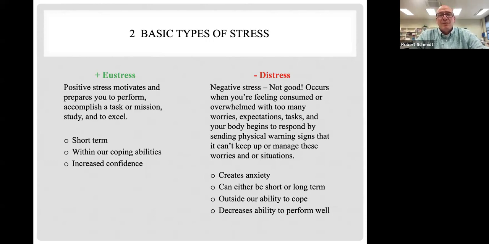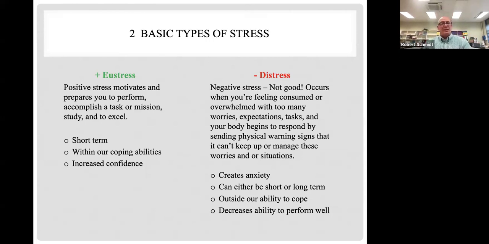Your body begins to respond. Remember that non-specific response to whatever that perceived threat may be? Your body begins to respond by sending physical warning signs that it can't keep up or manage at this pace. This level of worries or situations or stressors that are put on us, and again, it's self-perceived individually, we can't maintain. We can't combat that. Remember, in physics, to offset this force, we can't hold this up much longer. Something's got to give. And typically, it's our physical and mental health and well-being, in combination. Something's got to give.